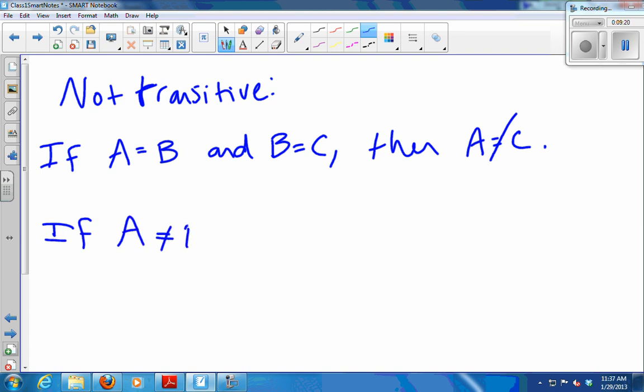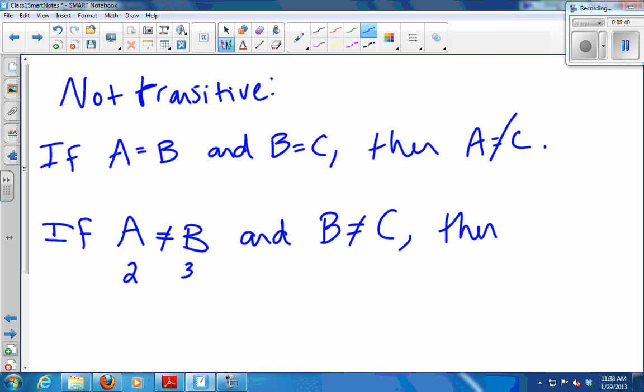If A does not equal B and B is not equal to C, then it's not necessarily true. You can't necessarily conclude that A and C aren't the same number. A could be C. If A was 2 and B is 3, then C could be 2, and A and C would actually be equal and not unequal. So we can't conclude that A is unequal to C.